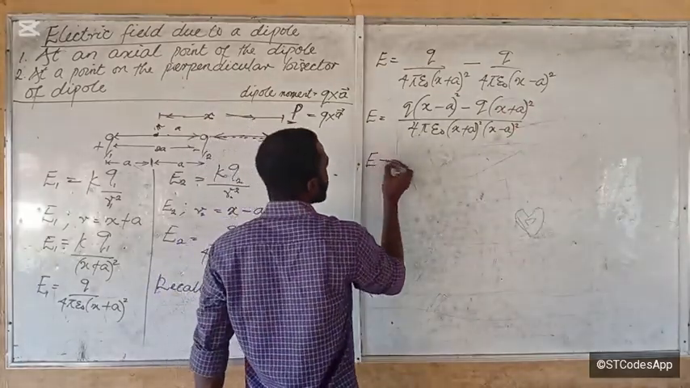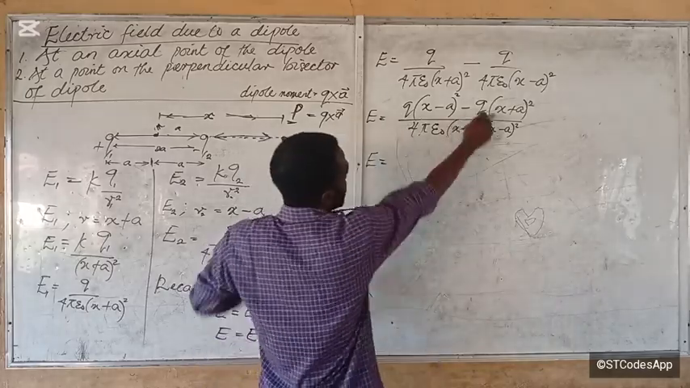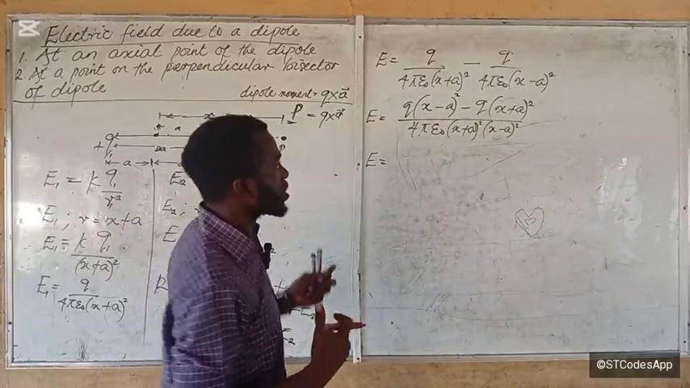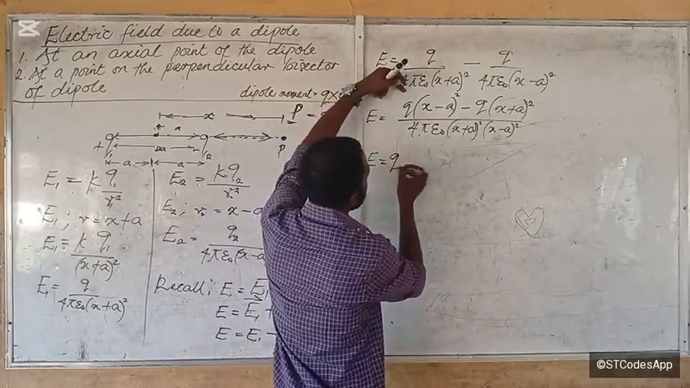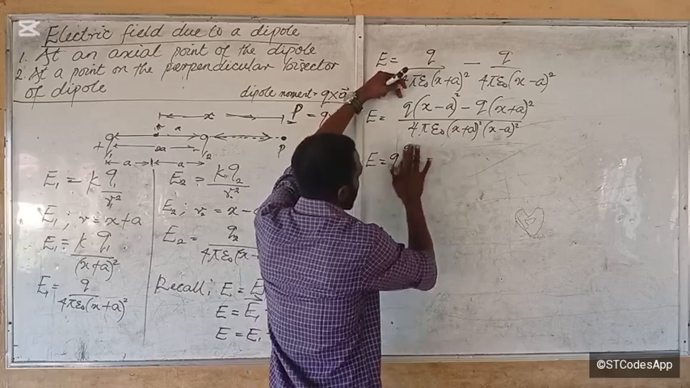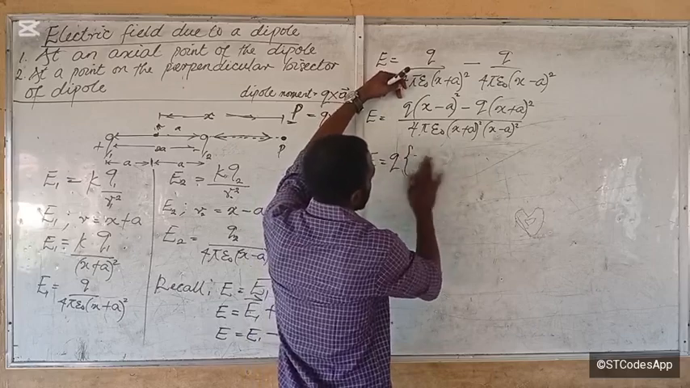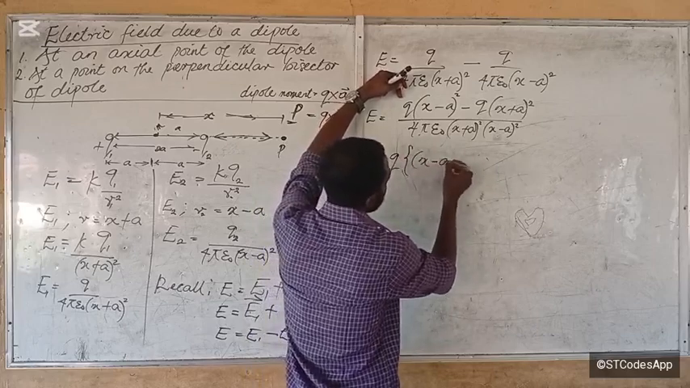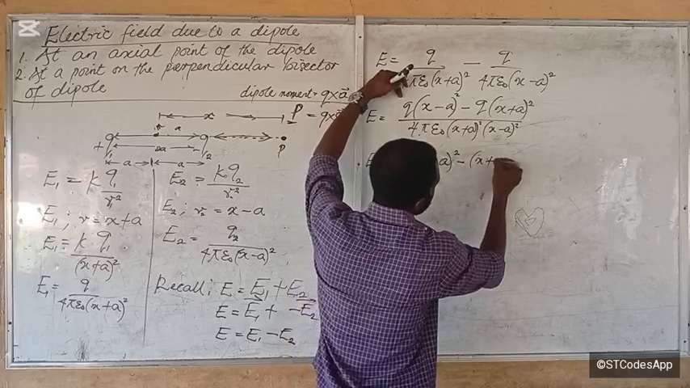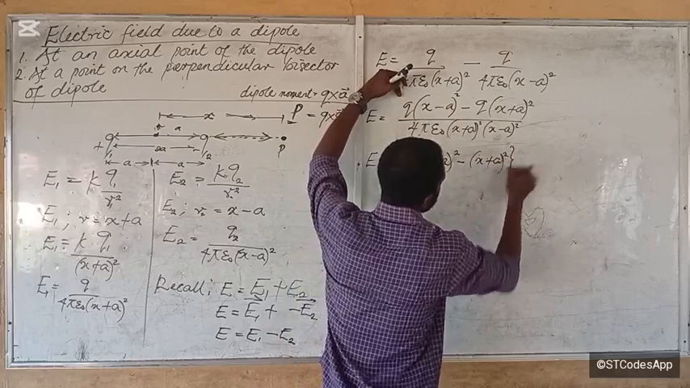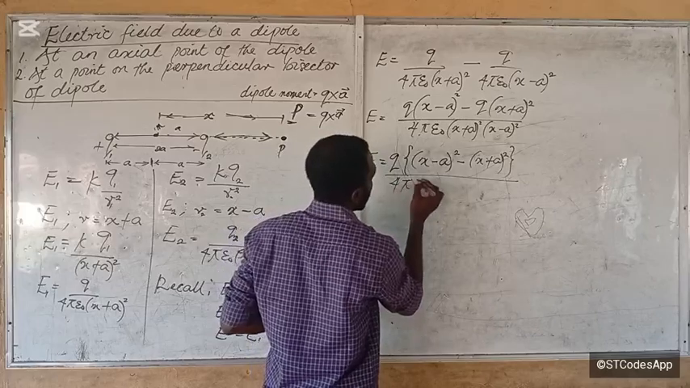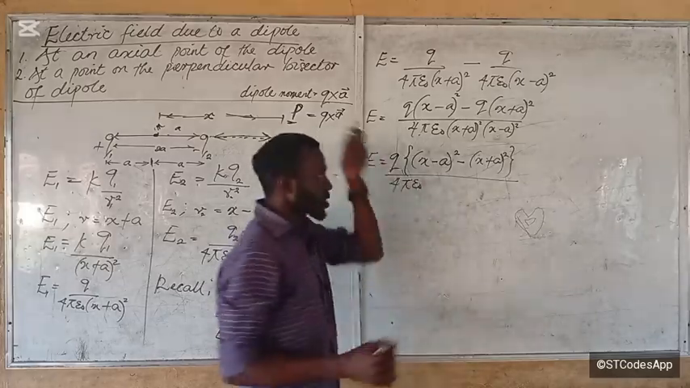Then we have that E will be equal to, Q is common, so how about we factor it out? If we factor out Q, then we'll have Q into a curly bracket this time: bracket x minus a all squared minus bracket x plus a all squared, and we close our curly bracket over 4 pi epsilon naught.